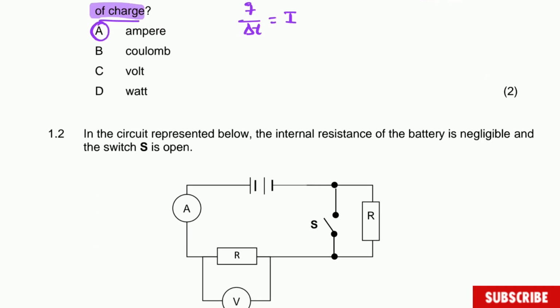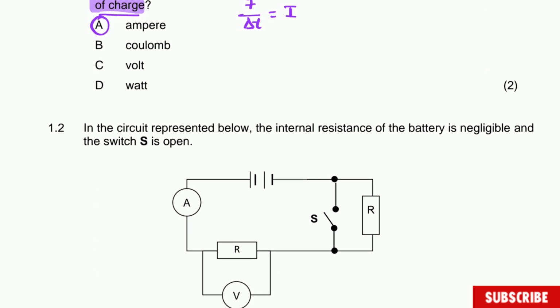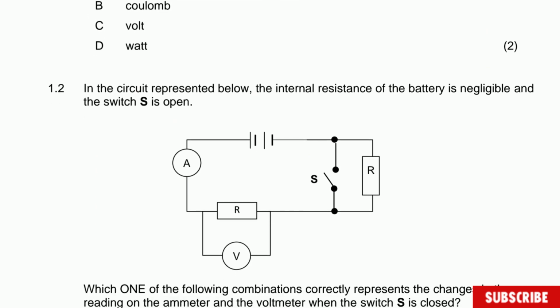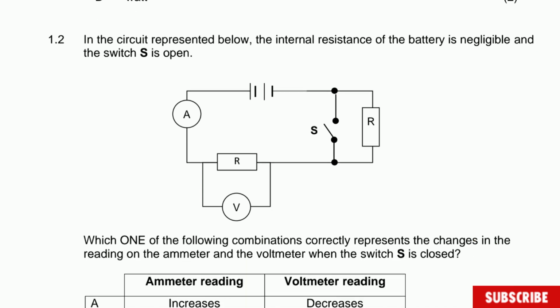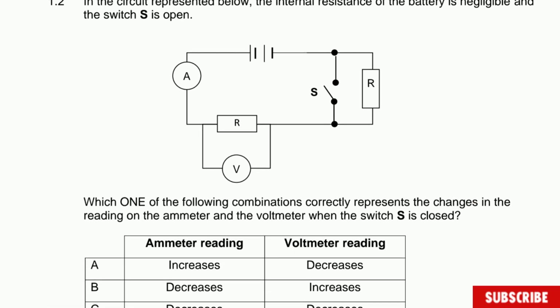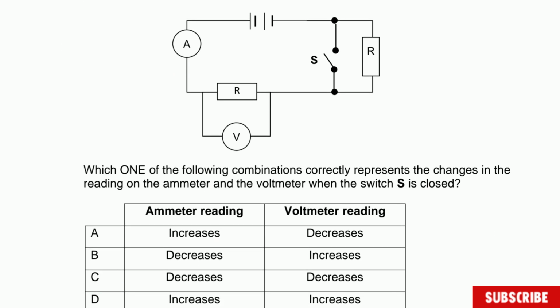Second one. In the circuit represented below, the internal resistance of the battery is negligible, so the internal resistance is not going to be playing a part in this circuit. And the switch S is open. Which one of the following combinations correctly represents the changes in the reading of the ammeter and the voltmeter when the switch is closed? Now, let's look at something here.